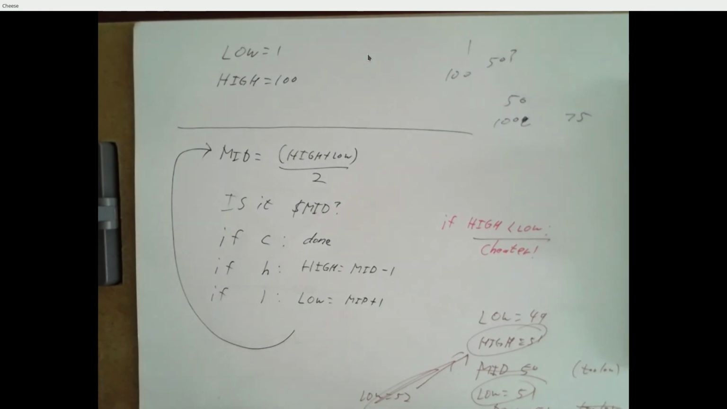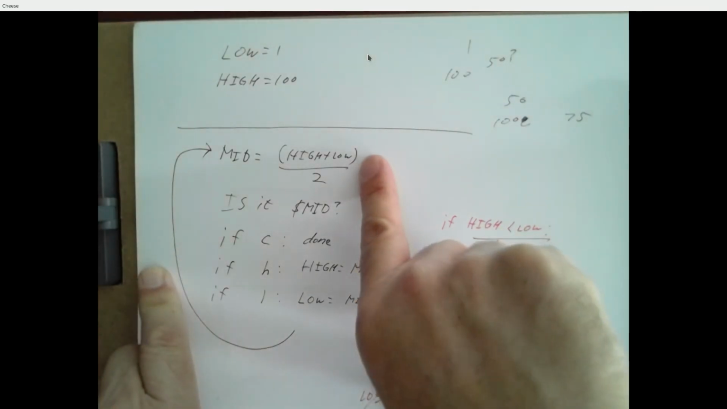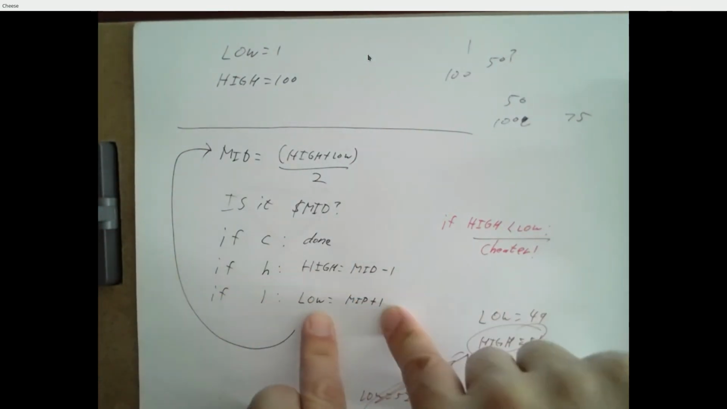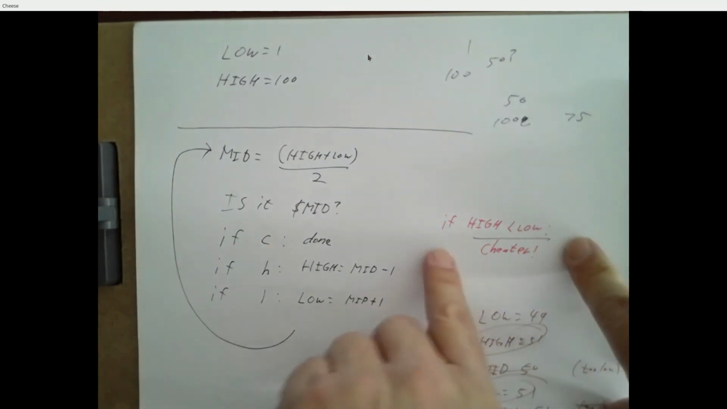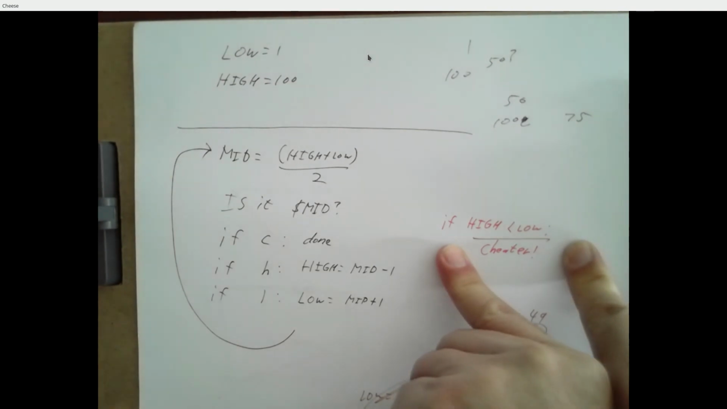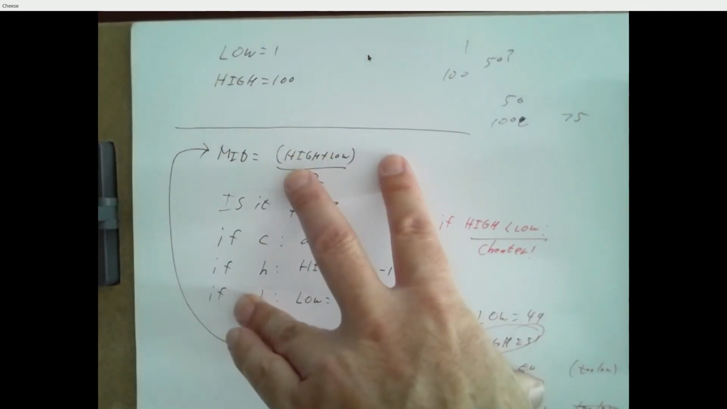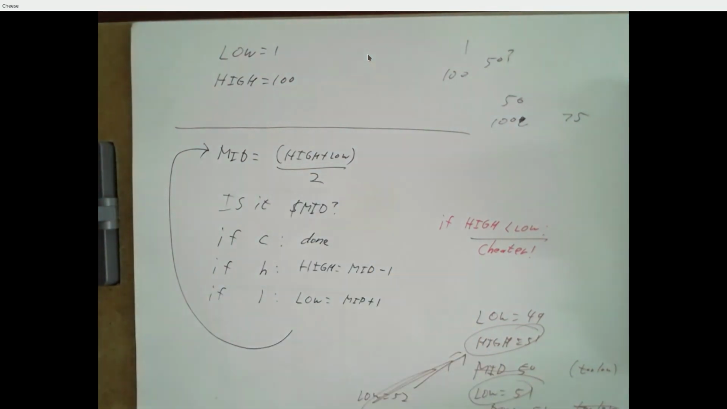So we can go through this again on Tuesday, but that's your basic setup. Guess a number in the middle, adjust either high or low by that midpoint minus or plus 1. And each time that you change high or low, see if high is smaller than low. If it is, then you can say something went wrong. If you do this, it will work, and it's a pretty straightforward program.